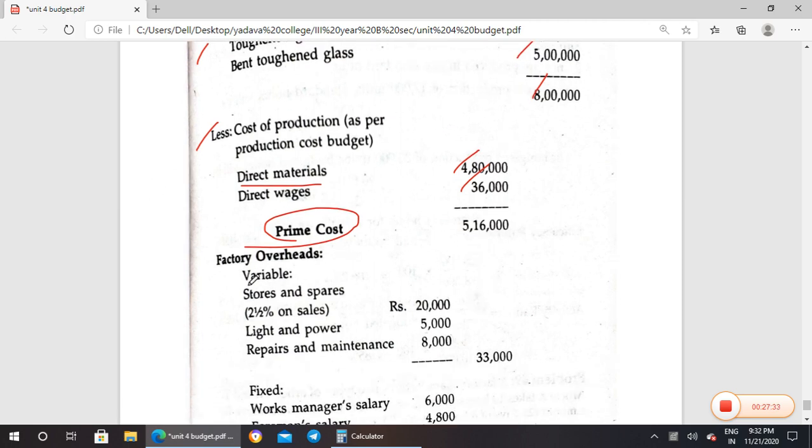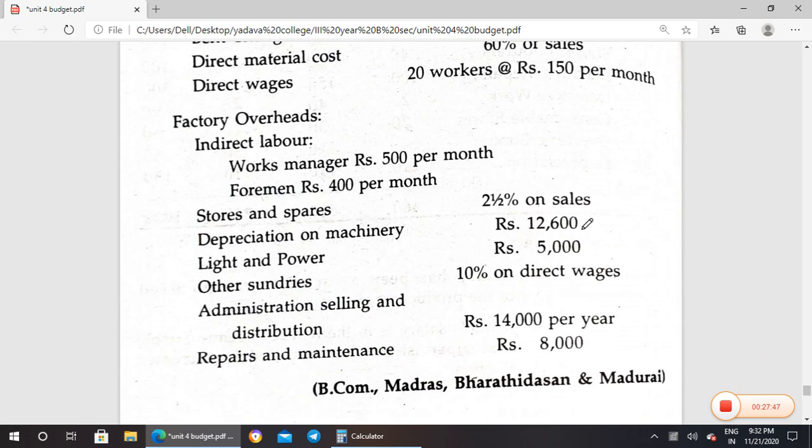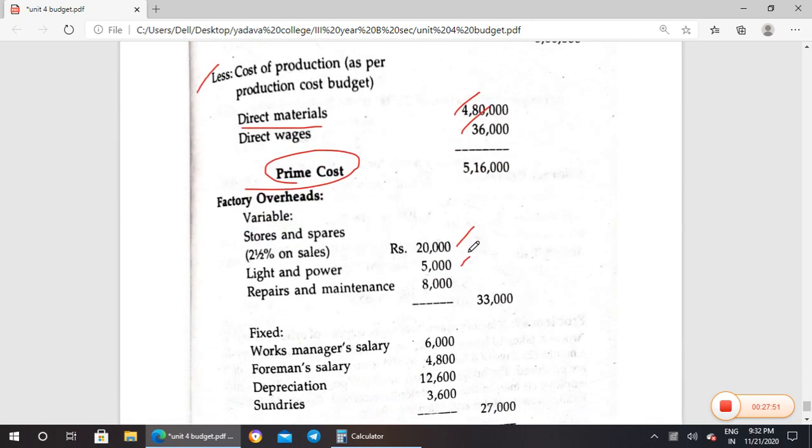Okay. Then factory overheads: stores and spares, 2.5% on sales. So 2.5% on sales means we take 8 lakhs into 2.5%, which is 20,000. Light and power they have given 5,000. So we have taken light and power 5,000. Repairs and maintenance 8,000. So when we add, we will be having factory overheads variable as 33,000.